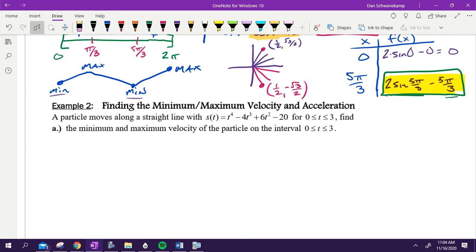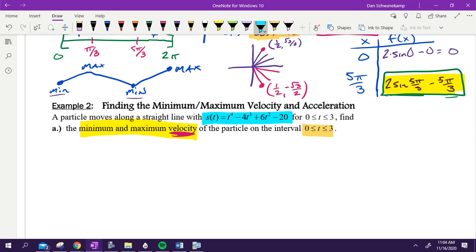Let's go to 2. Example 2 says find the min and maximum velocity on this question. Find the minimum and maximum velocity of this particle from 0 to 3. Maximum velocity. They gave me position. What am I going to have to do with position to find the absolute minimum and maximum velocity?